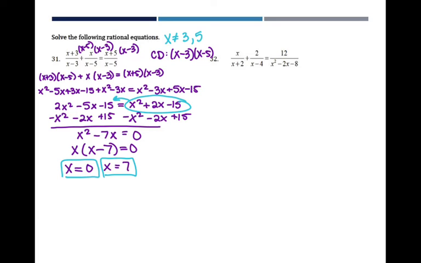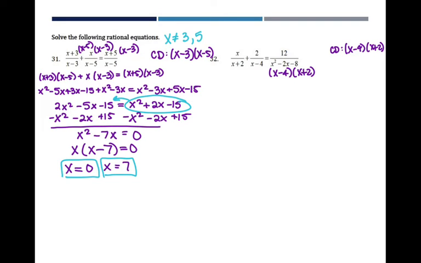Maybe this one will have extraneous solutions. Let's go ahead and factor my third denominator. So this factors to x minus 4 and x plus 2. Common denominator is going to include both of those factors, x minus 4 with x plus 2.